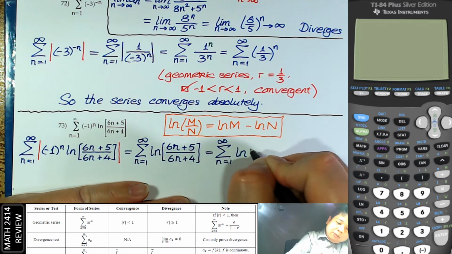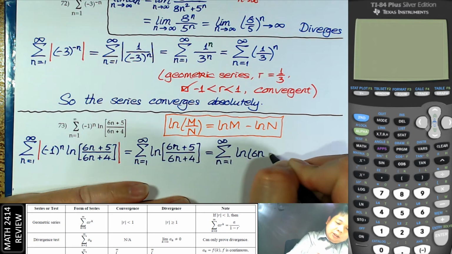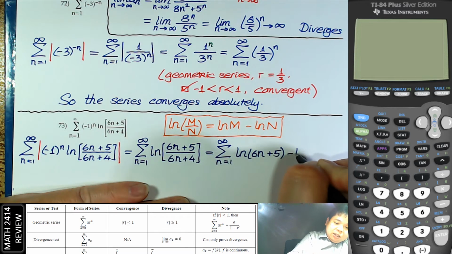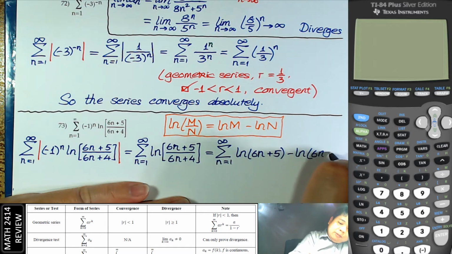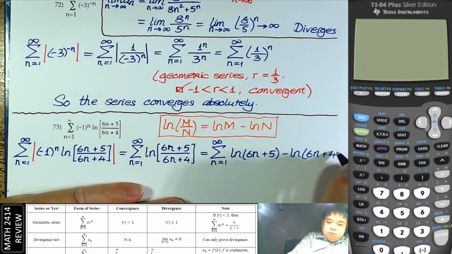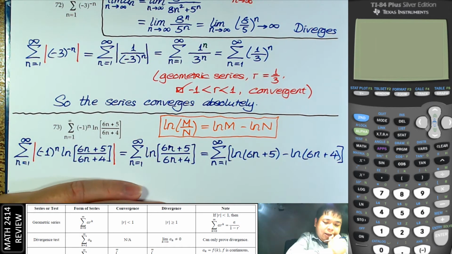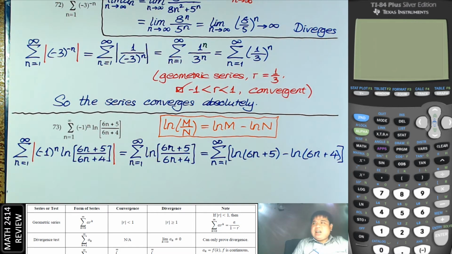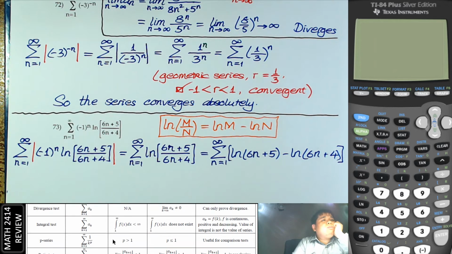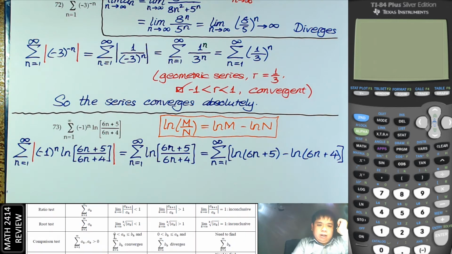We have ln of 6n plus 5 minus ln of 6n plus 4. Right, and then what? So it's ln and like that. So pretty much I looked through this table. I'm not sure what to do here.